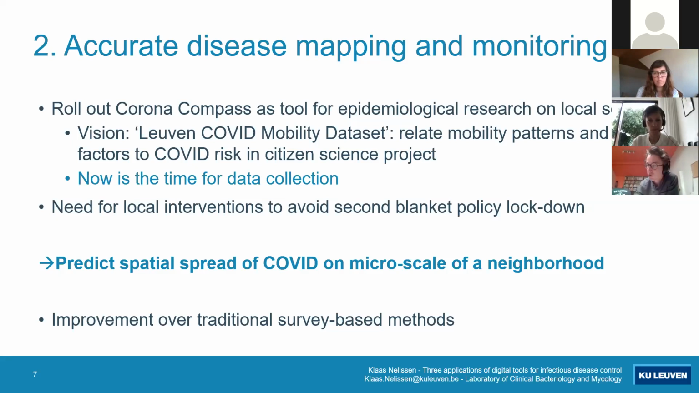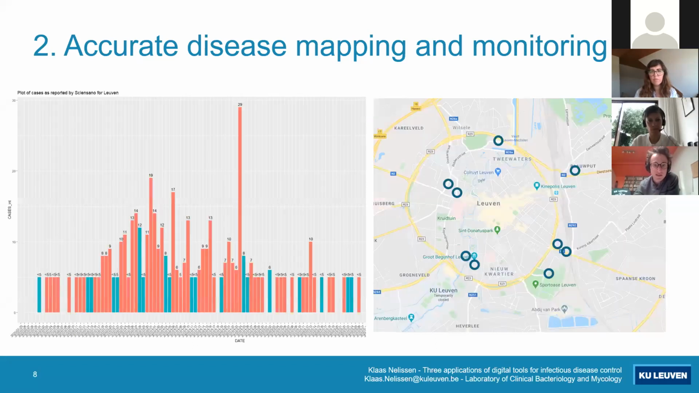So if we look at this for the city of Leuven, we already had a first look. And unfortunately, this data is quite sparse, meaning that the number of cases by day is not really high enough, even in a city of Leuven, which has around 100,000 inhabitants, to be able to make predictions on a neighborhood level.